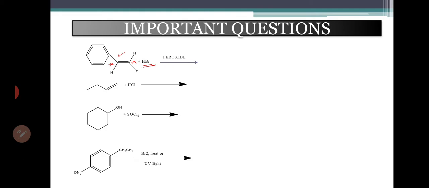So here, how many are there? To this carbon there is 1 hydrogen and to this carbon there are 2 hydrogens. So obviously your H will go to this carbon. So what is the product that you are going to get? Here one hydrogen was there, one phenyl ring was there, right? And again one hydrogen comes. Now to this carbon there were 2 hydrogens, and one Br will add. So this is the product that we are going to get.